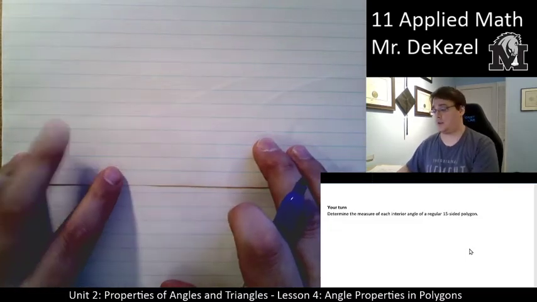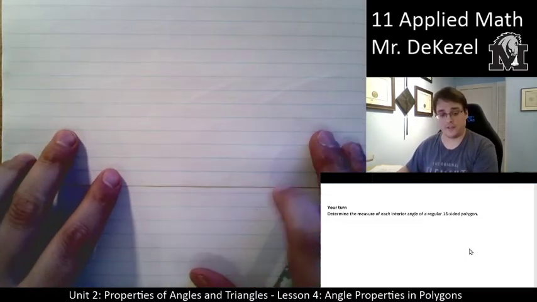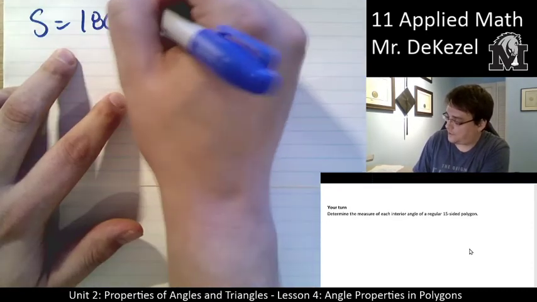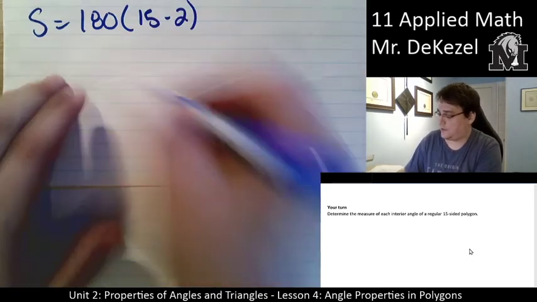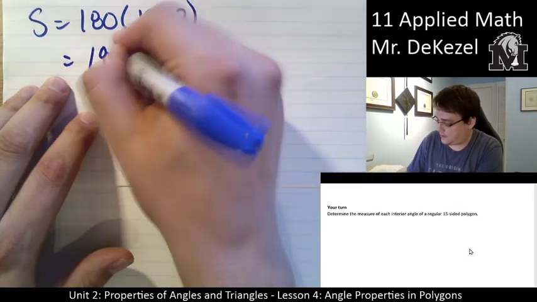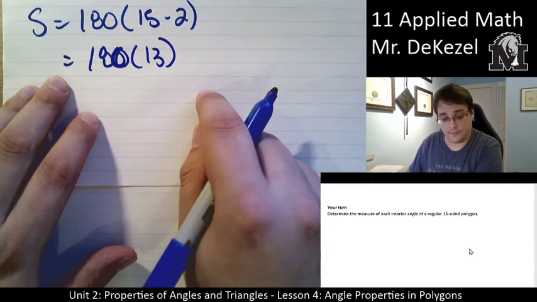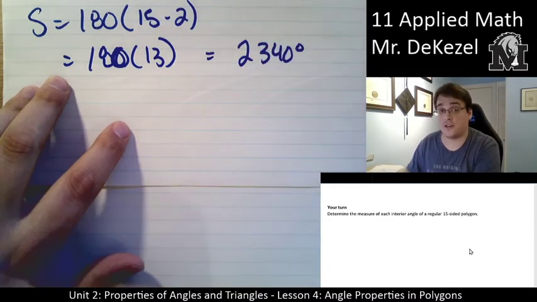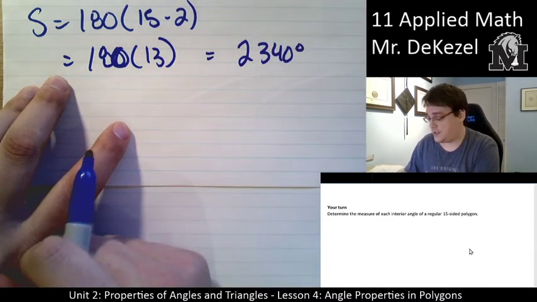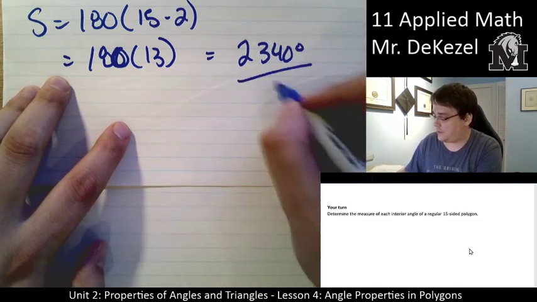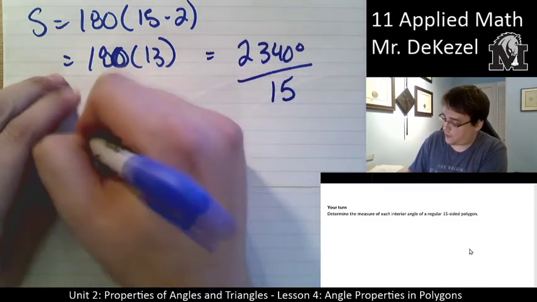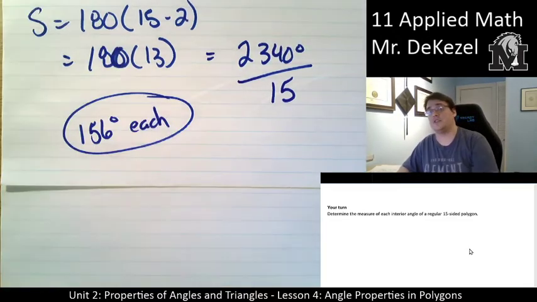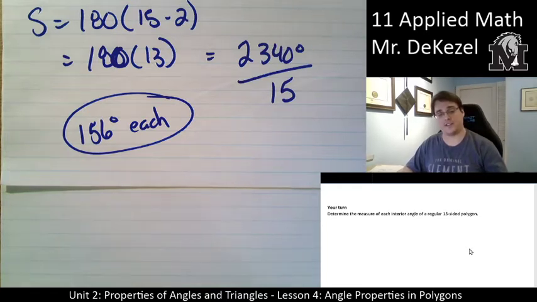So this one wants us to determine the interior angles of a 15-sided polygon. So the sum is equal to 180 times 15 subtract 2. That would be 180 times 13. That equals 2,340 degrees. Go ahead and use your calculator for that. And then we divide that by the total number of sides, 15 sides, to get 156 degrees each. So each interior angle would be 156 degrees.